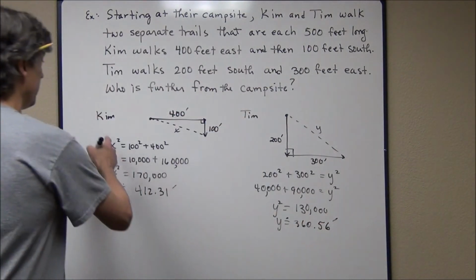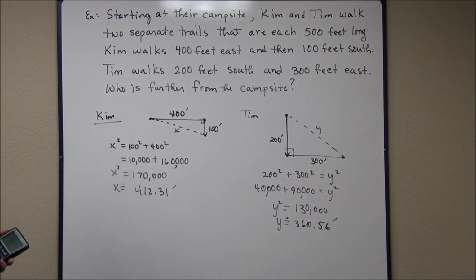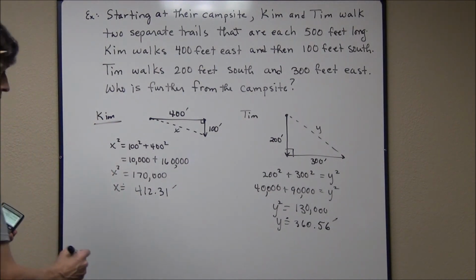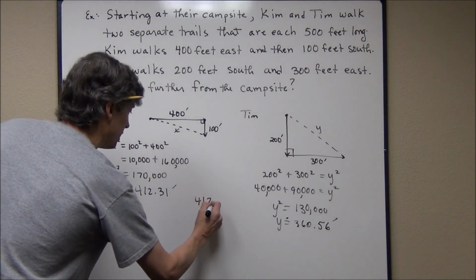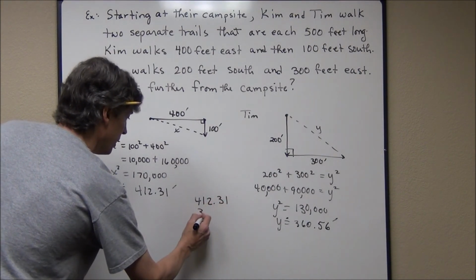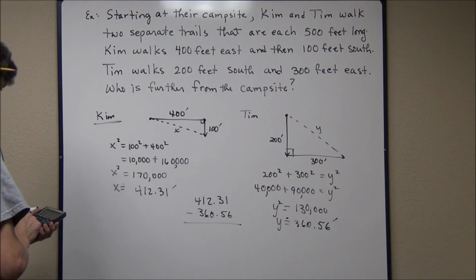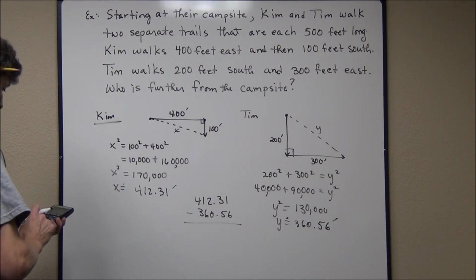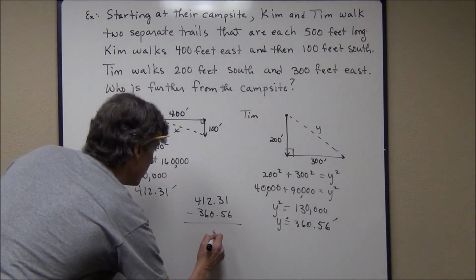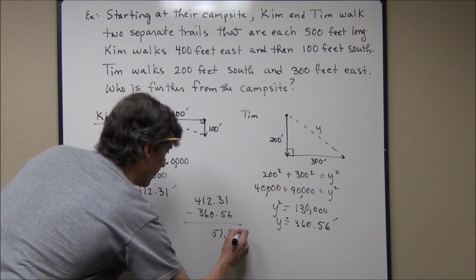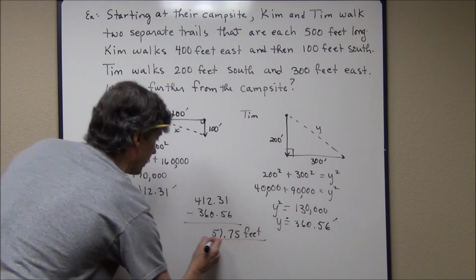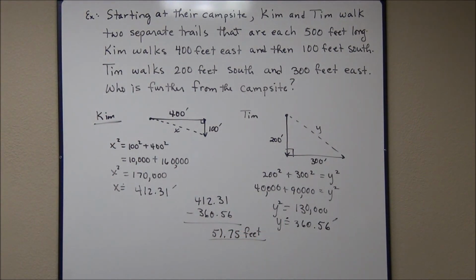So clearly, Kim walked the furthest away from the campsite, and if we want to know by how much, I'm going to just approximate by subtracting these two numbers. So I have 412.31 minus 360.56, and I get 51.75 feet further away. It didn't ask for that, I just threw that one in for free.